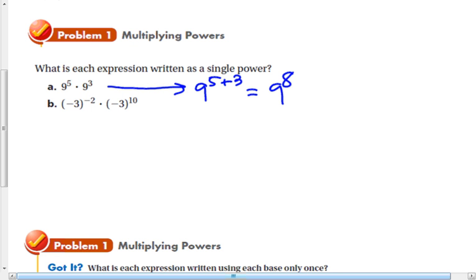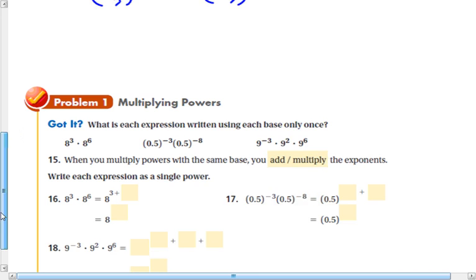All right, so here we have -2 factors of -3, and here we have 10 factors of -3. So altogether, we're going to have -2 plus 10 factors of -3, which is -3 to the 8th power. All right, you try that.